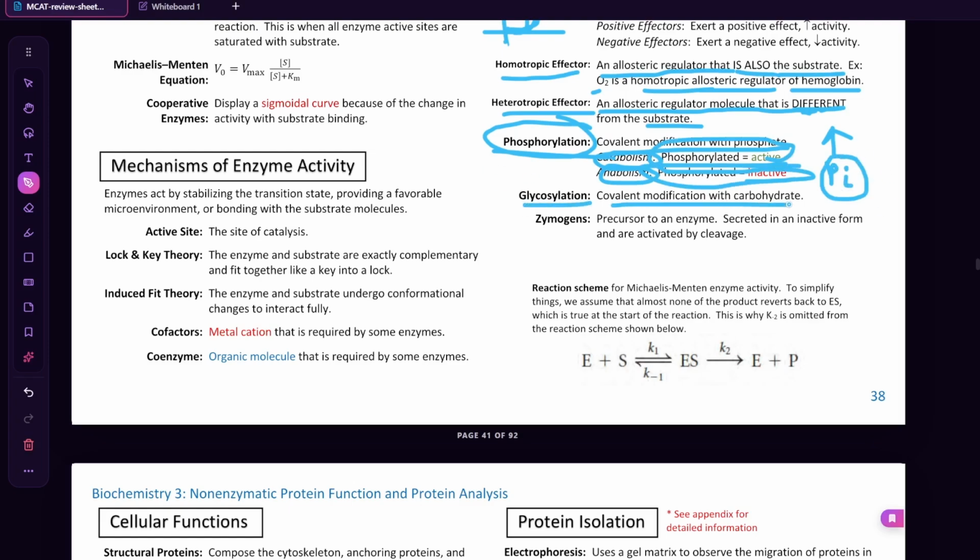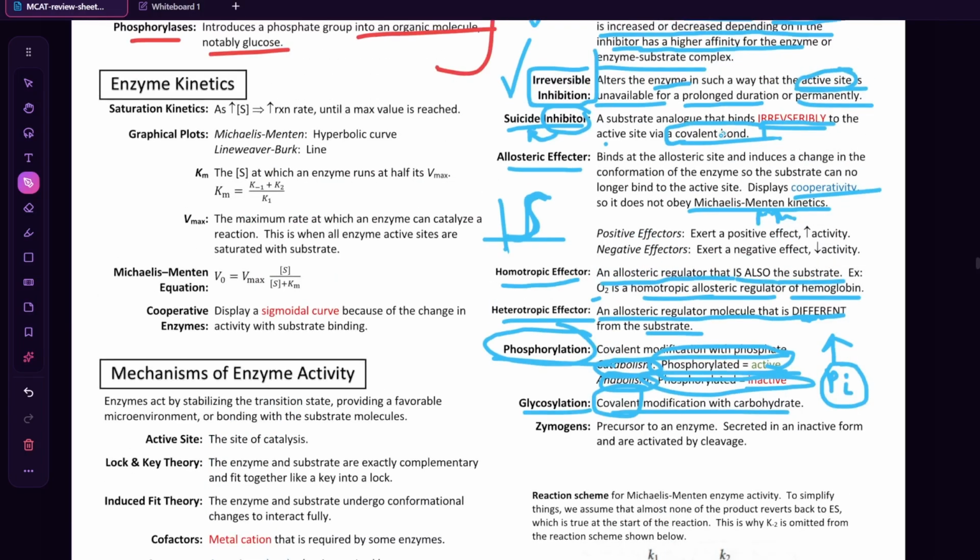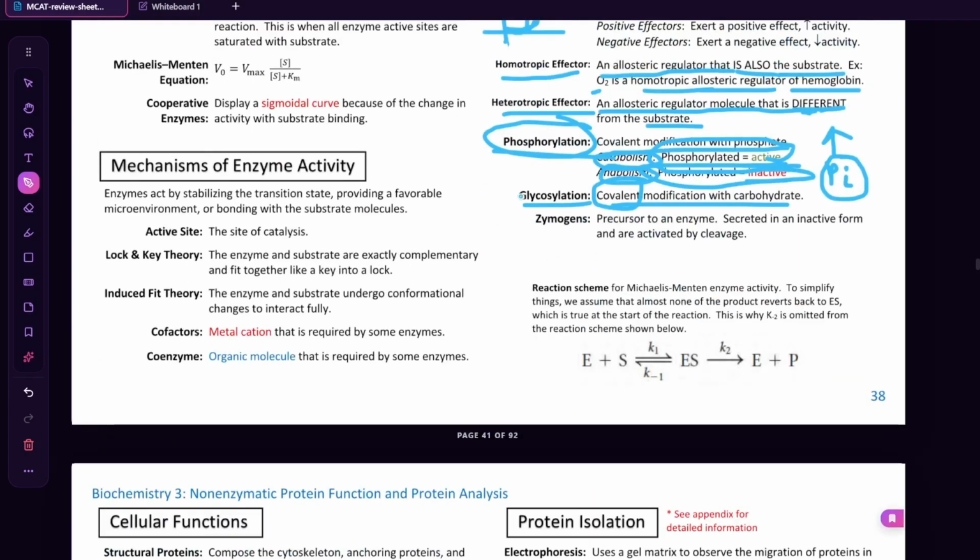Glycosylation is covalent modification with a carbohydrate. If you add a carbohydrate sugar to an enzyme via glycosylation, it changes the properties and functions of that enzyme. Usually it would affect how the enzyme folds, because remember, enzymes are protein. It can also change where it goes in the cell, or how long that enzyme is going to last. So unlike phosphorylation, glycosylation is usually permanent. That's why you get covalent modification. And the other one that was permanent was the suicide inhibitor, right?